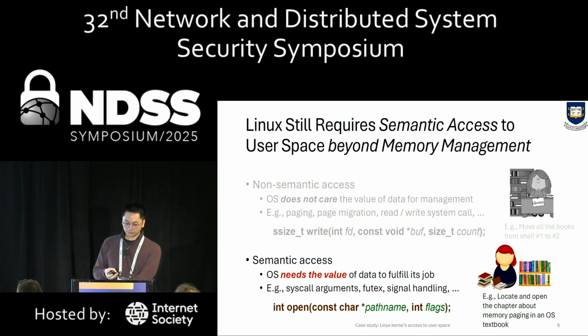In contrast, the operating system still needs the value of the data to fulfill its job in semantic access. Typical examples include the system call parameters stored in the memory, like in the open system call, where the parameter pathname is stored in the memory, right? Another example is signal handling.